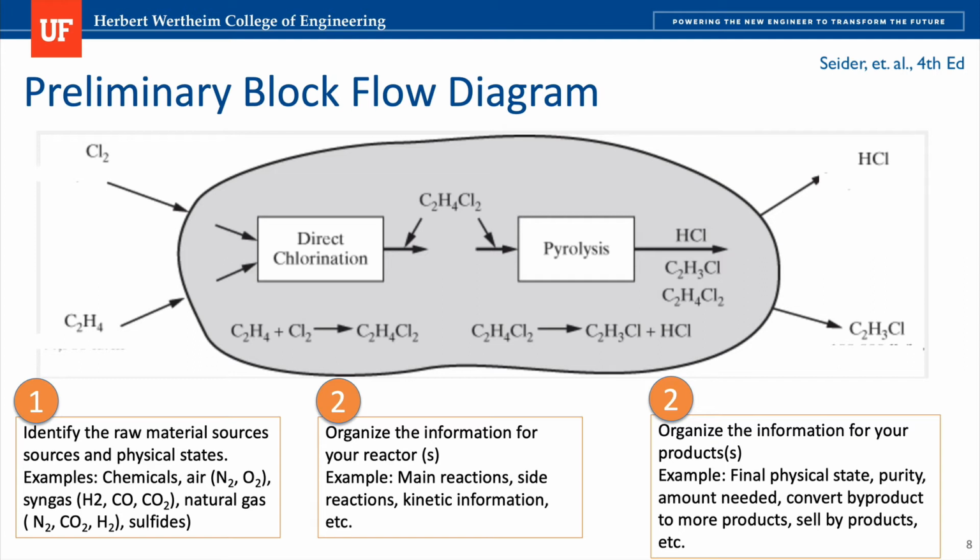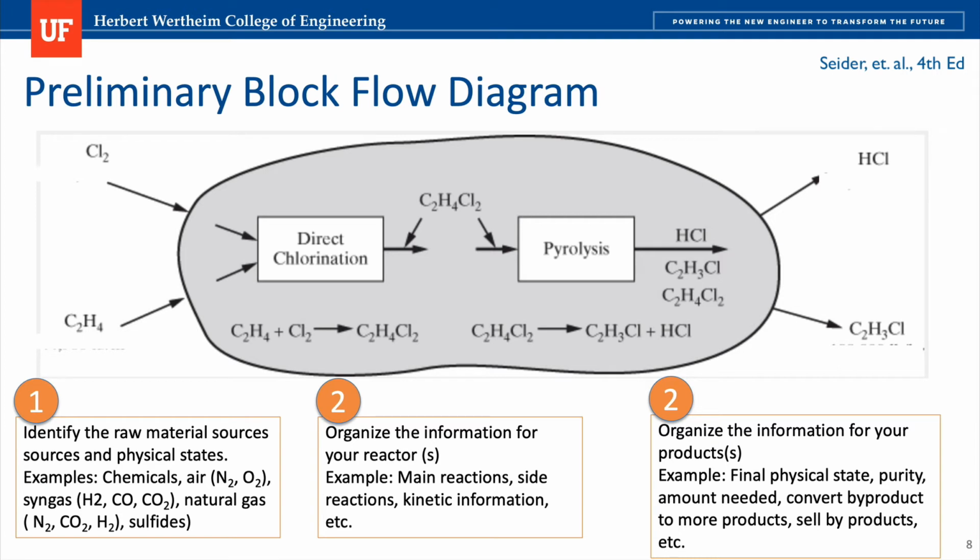You can also have, besides the actual chemicals, let's say chlorine or ethylene or whatever chemical you have here, other sources you need to consider. Instead of purchasing pure nitrogen or oxygen, maybe you want to use air. It's readily available, so you just need to add a separation unit, probably cryogenic, to separate the nitrogen from the oxygen. But air is cheaper than purchasing the nitrogen and the oxygen.